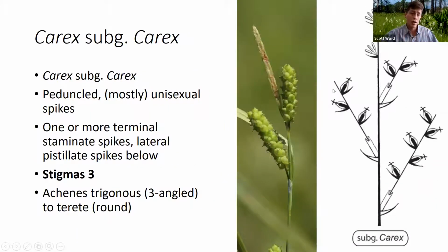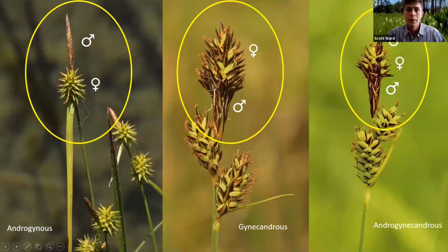Whereas most Carex fall into this main group, Carex, and they're a little bit more dynamic. They usually have pedunculed spikes that are unisexual. That just means, for instance, right here, this is the male spike and this is the female spike, and they're borne off separate stems. And stigmas are in numbers of 3, so when you break down the floral morphology a little bit more, achenes can be trigonous or terete, but are often sharply trigonous in some cases.